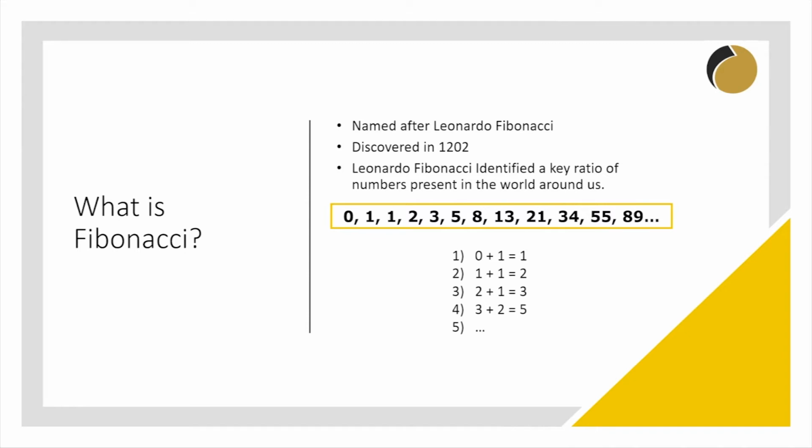To begin, Leonardo Fibonacci was a famous mathematician born in 1170 AD. Now in 1202, he observed a key ratio of numbers that is present in the world around us. This sequence is found by adding the two previous numbers of the sequence to form the next, starting with 0 and 1. The sum of 0 and 1 is of course 1, our third number. The sum of 1 and 1 is 2, giving us our fourth. The sum of 1 and 2 is 3, giving us our fifth, and so on.